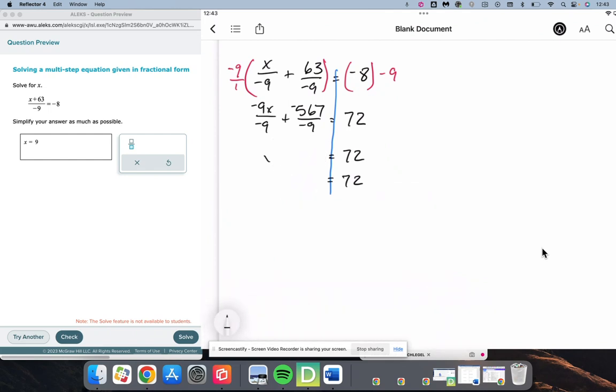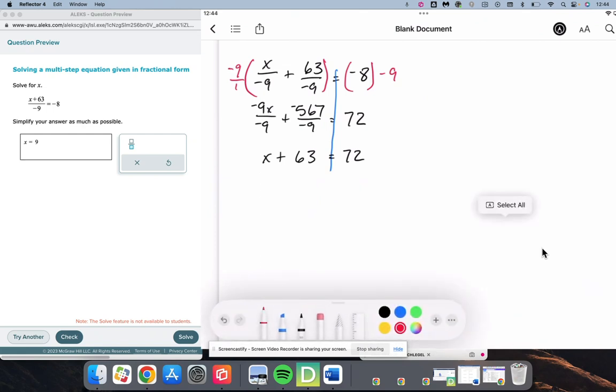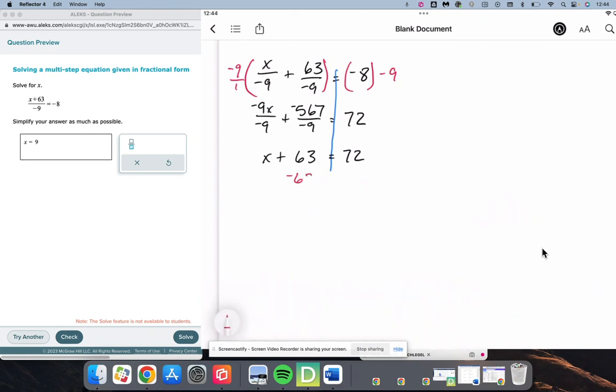We would have negative 9 divided by negative 9 is 1. Negative divided by negative is positive 63. Okay, and so what we're going to have to do next, we see that 63 is being added to x. We're going to subtract 63 from both sides. And we're going to get x is equal to 9.